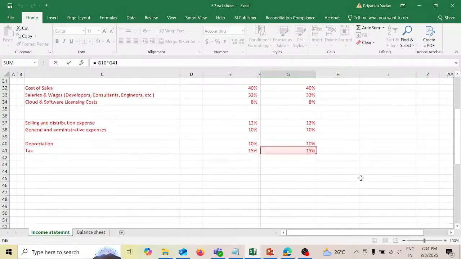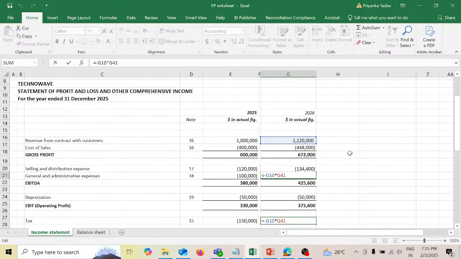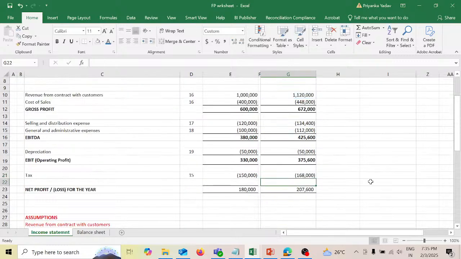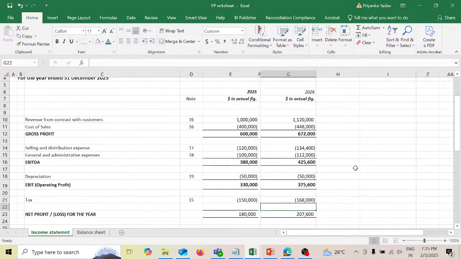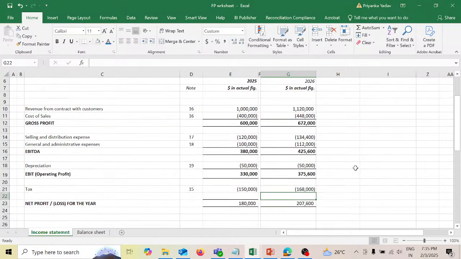Tax percentage, it is the same, we are keeping it constant. We are assuming no change in the taxes, so again this is 15%, and 15% on your total revenue. This gives you 1,68,000. So profit for this year, now you have calculated with the help of assumptions, and by using various formulas you have calculated the exact profit or loss for the year.